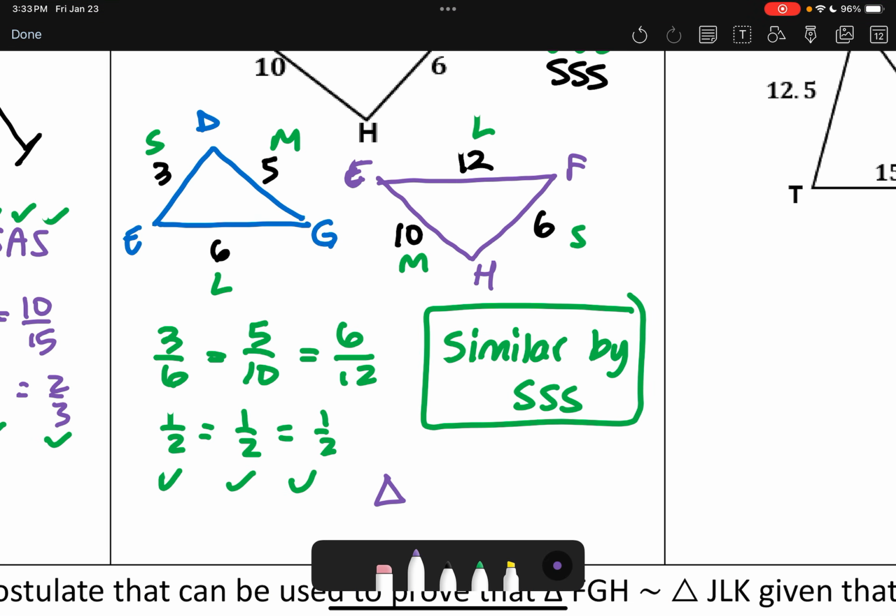And then if we want to write the similarity statement, we get to decide the order here. If it's a quiz or a test, I'll typically fill out this first portion for you right here. I'm going to call this triangle EDG, that first one. I guess I should color code this correctly. Let me do that in blue.